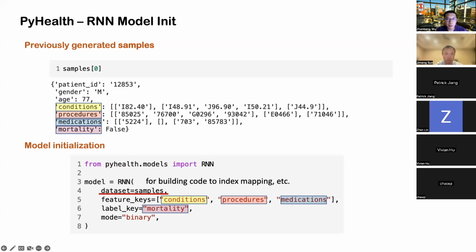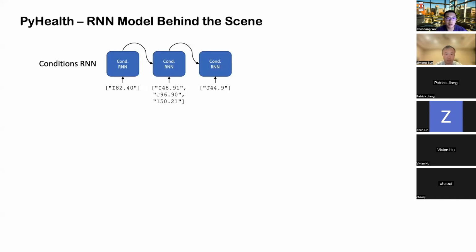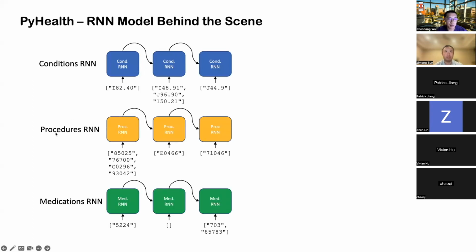Next, I will explain a little bit about what's behind this recurrent neural network model. RNN is featured by its recurrent nature. That is, the current step depends on the output from the previous step. For example, let's first take a look at the condition features. In this figure, we show an RNN model unfolded along the time axis. As you can see here, there are 3 visits. If we take a look at the second visit, it takes the condition codes of the second visit as input, as well as the output from the first visit. That is the recurrent nature of this RNN model. And we do the same for the other features, that is the procedures and the medications.